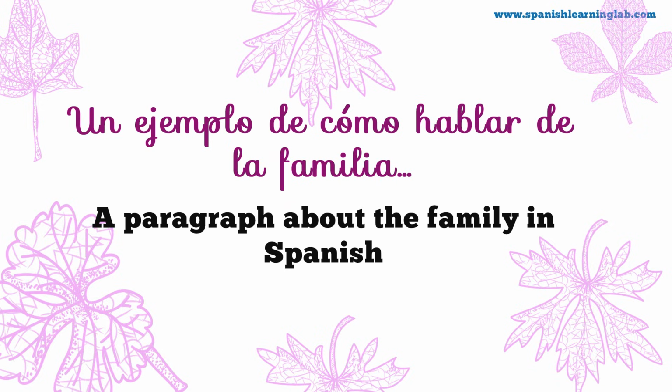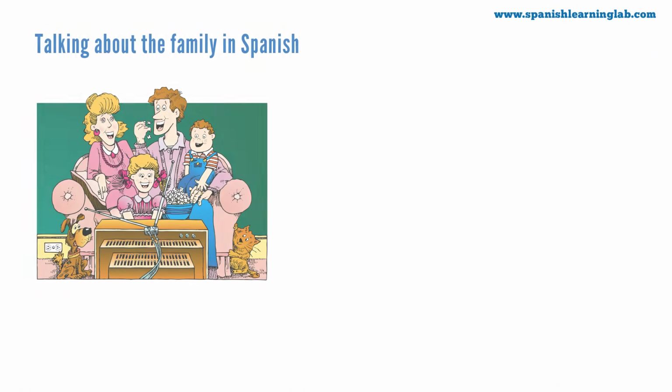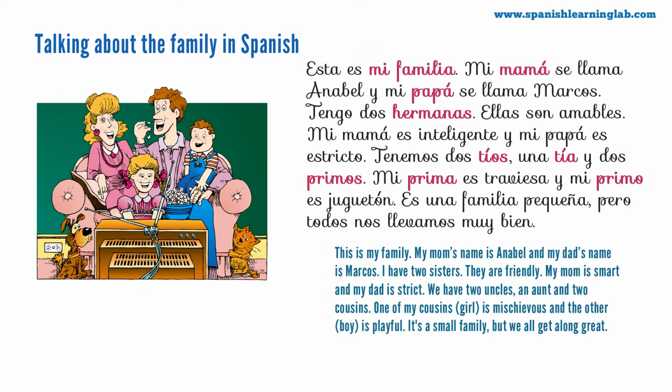A paragraph about the family in Spanish. You will now see how we use the vocabulary for the family in Spanish, the verbs ser and tener, and adjectives to talk about una familia. Esta es mi familia. Mi mamá se llama Anabel y mi papá se llama Marcos. Tengo dos hermanas. Ellas son amables. Mi mamá es inteligente y mi papá es estricto. Tenemos dos tíos, una tía y dos primos. Mi prima es traviesa y mi primo es juguetón. Es una familia pequeña, pero todos nos llevamos muy bien.